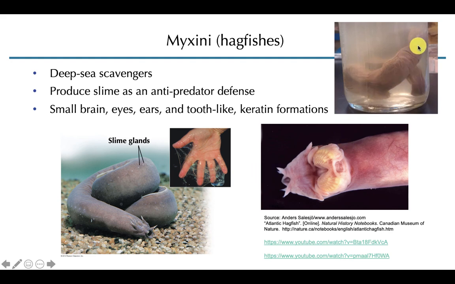You can see they're pretty flexible. This is a preserved one in a jar. Inside their mouth, they have these keratin-type tooth-like formations. They have little ears and eyes and a small brain anteriorly. There's its mouth here. And often when you get a purse or a wallet or a belt made out of, quote, eel skin, it's not actually eel, it's often hagfish. Especially if you feel it and it has no scales, then it's probably a hagfish, a leatherish type material. So let's look at the hagfish defense with the production of that slime, as well as their scavenging on the bottom of the ocean.